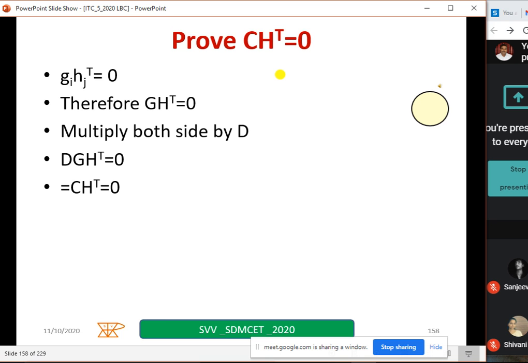All of us know DG is nothing but a C. DG is nothing but a C. Therefore, CH transpose equal to 0. Copy down these few lines and that completes your proof. CH transpose equal to 0.